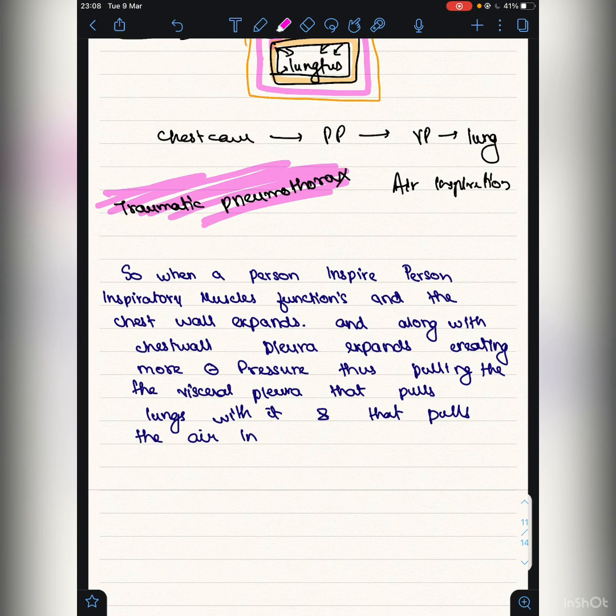So from this we can conclude that when a person inspires, through inspiratory muscle function the chest wall expands, and along with the chest wall, the pleura expand, creating negative pressure, thus pulling the visceral pleura, which pulls the lungs with it, and that pulls the air in.